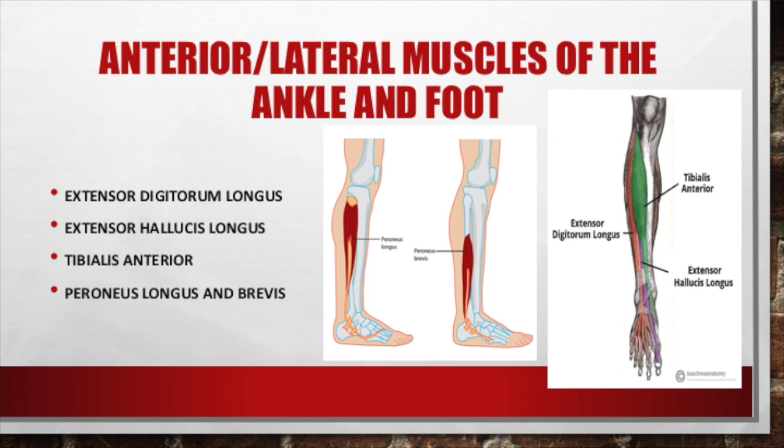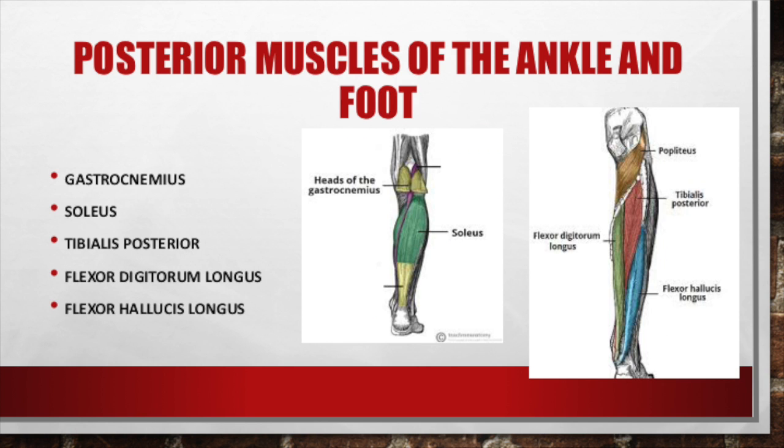Anterior and lateral muscles of the ankle and foot. The anterior muscles of the ankle and foot include the extensor digitorum longus, extensor hallucis longus, tibialis anterior. The lateral muscles of the ankle and the foot include the peroneus longus and the peroneus brevis. Posterior muscles of the ankle and foot. The posterior muscles of the ankle and foot include the gastrocnemius, soleus, tibialis posterior, flexor digitorum longus, and flexor hallucis longus.